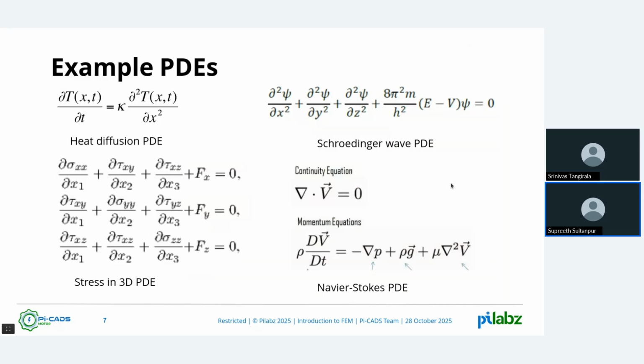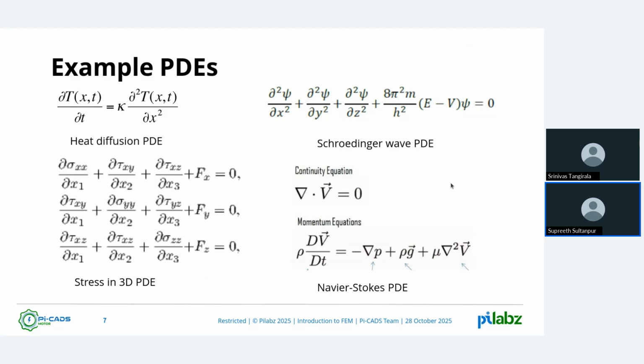As Sir just mentioned, you have different phenomena in each of the fields. For example, in fluid mechanics you have Navier-Stokes equations. If you look at heat transfer, you have the heat diffusion equation. Or if you are in mechanical engineering or civil engineering, you have the stress equation. Or if you are studying physics, for example quantum physics, you have Schrodinger's PDE. So this slide just shows some of the important equations in each of those fields.